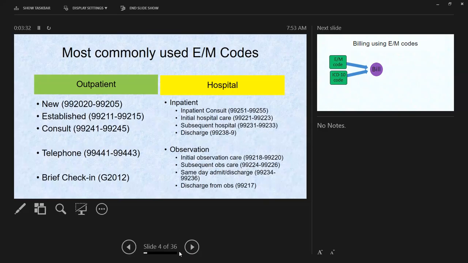And there's also the observation unit. If the patient is in observation status, there's initial observation day care and subsequent observation day care. Same day admission and discharge from the hospital actually has slightly different codes, because there's a little more work involved with admitting and discharging a patient on the same day rather than just admitting or just discharging, and discharging from observation. So these all have unique codes.